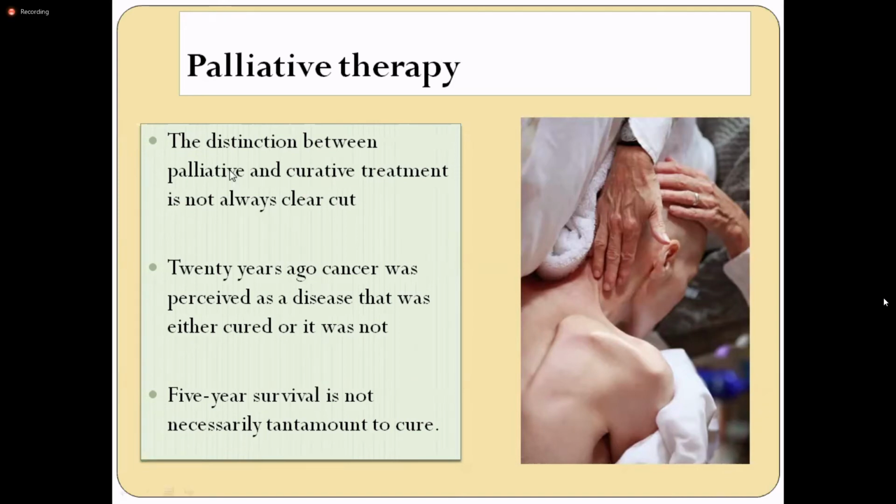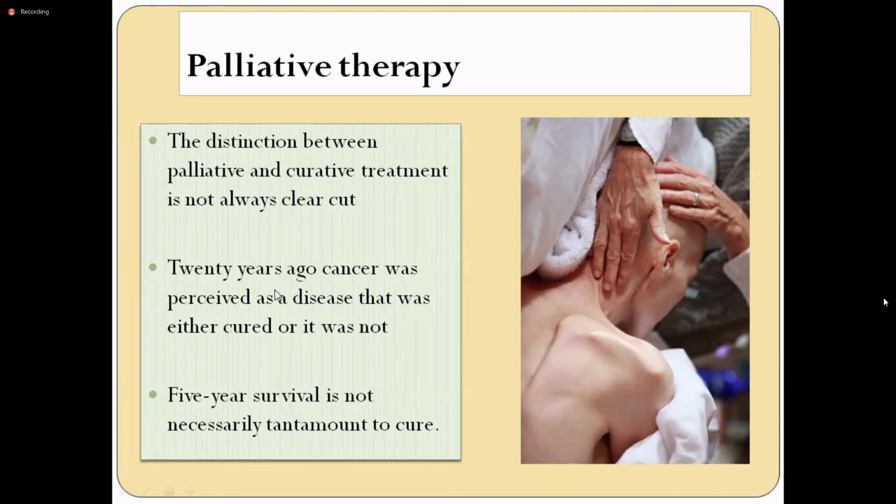However, the distinction between palliative and curative treatment is not always clear, because it is not black and white which stage of patients are cured or not. It depends upon the place where you stay, the place where you work, the team which you have, so many things. So there are so many gray areas there.